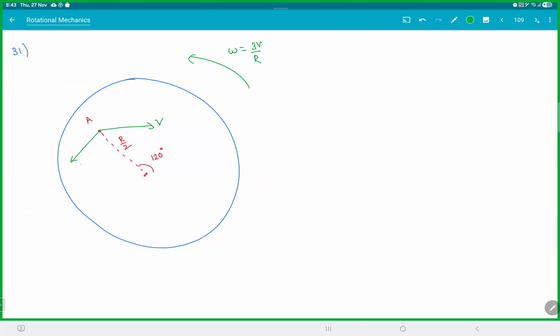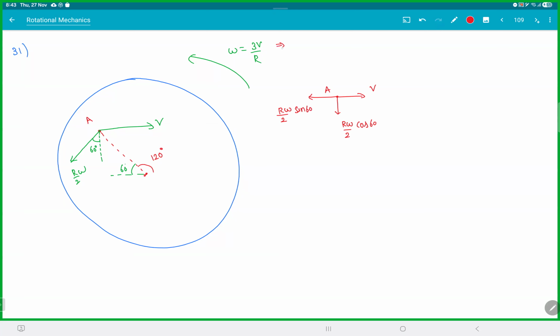That is R by 2 omega. So if that is 120, this angle will be 60. If that is 60, that will be 30, and this angle will be 60. So at point A, we can resolve the velocities. This will be V, this will be R omega by 2 cos 60, and this will be R omega by 2 sine 60.